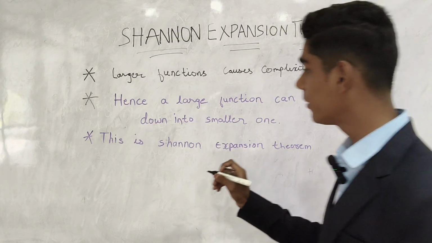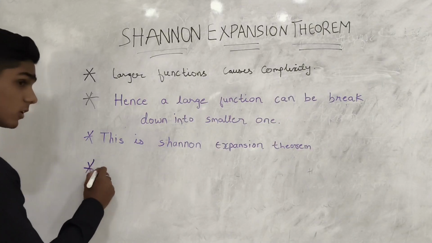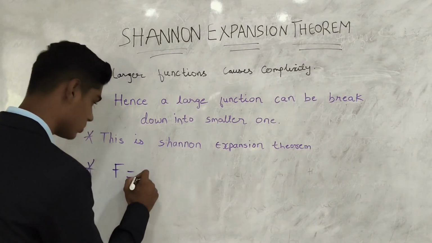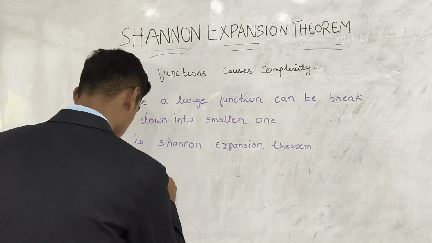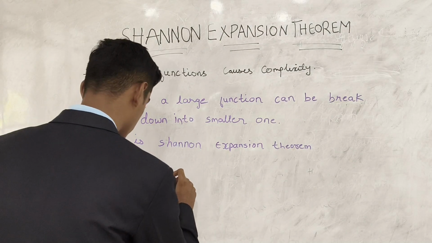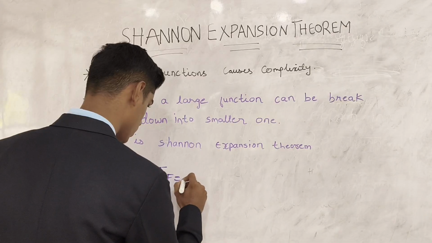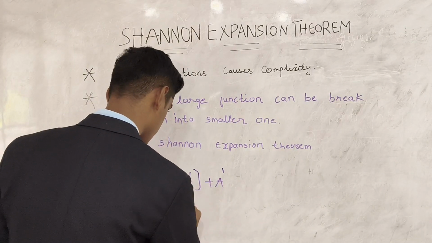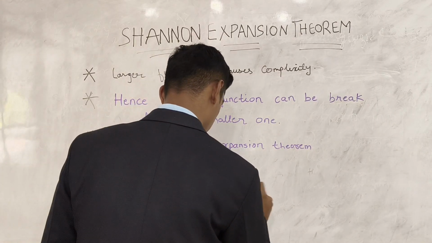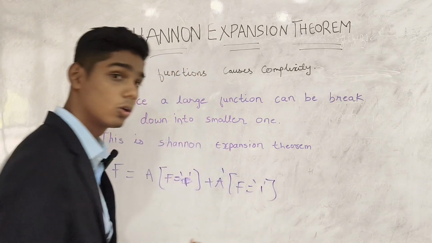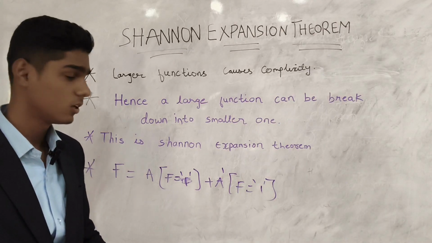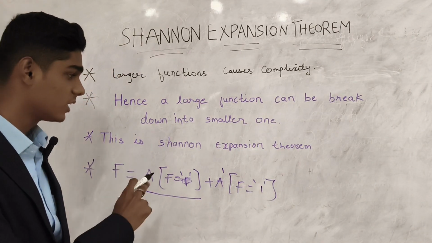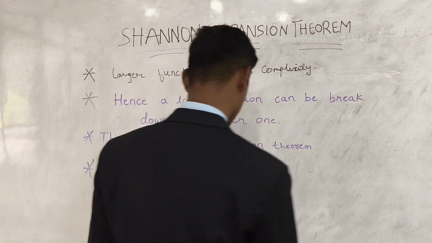So we can have these larger functions in this form, given as f equals a of f equals 0 plus a dash f equals 1. So we have to get our function in this form, that is a f equals 1 plus a dash f equals 0.